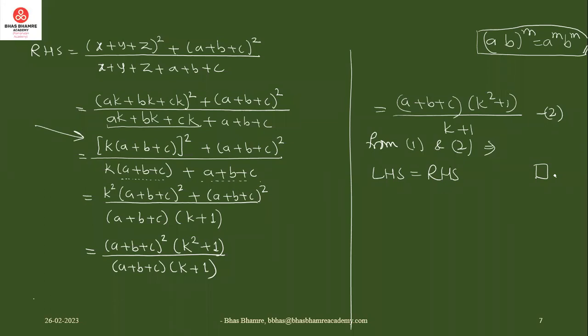Now, just cross tally your answer. Where you made a mistake, what kind of mistake you have made, either in the laws of indices, or putting the value, or making the square, or did you open the square, etc. Such problems require some patience.